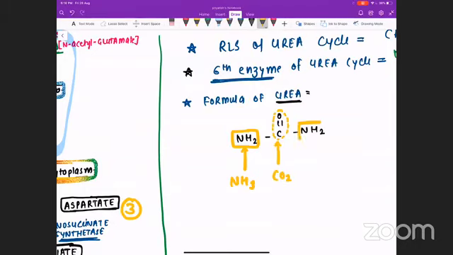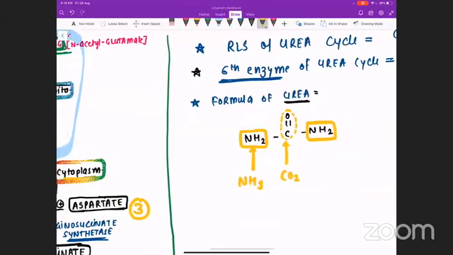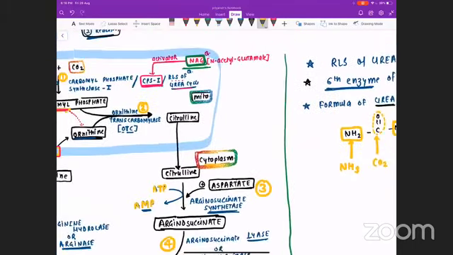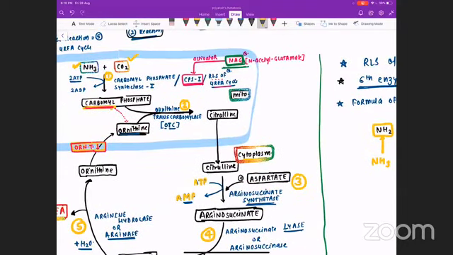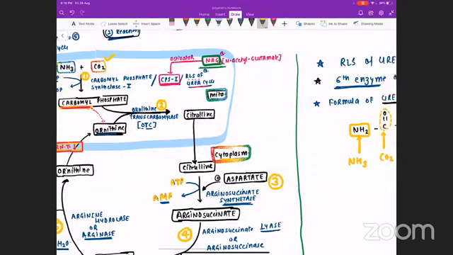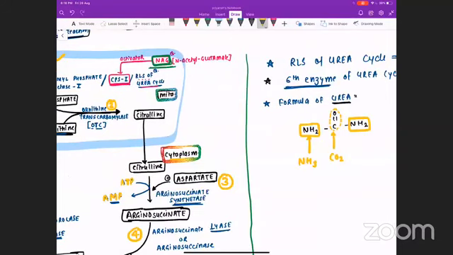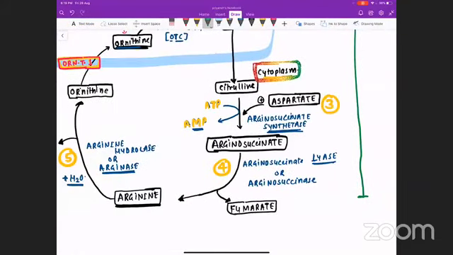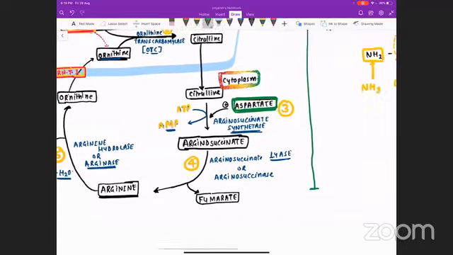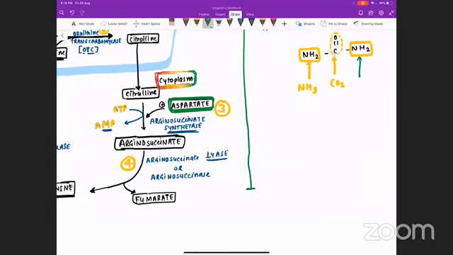The point is, from where this second nitrogen is coming, because we have started only with 1 molecule of ammonia and 1 molecule of carbon dioxide. In reaction 1, you can see we have started with them. Who is the foreign particle that is joining the urea cycle in the later part and giving the second nitrogen? It is aspartate. This is the only foreign molecule that is joining the urea cycle in the later part. So this second nitrogen is given by aspartate.